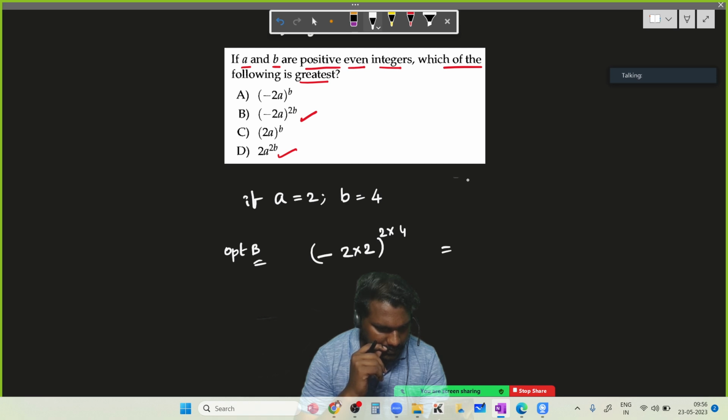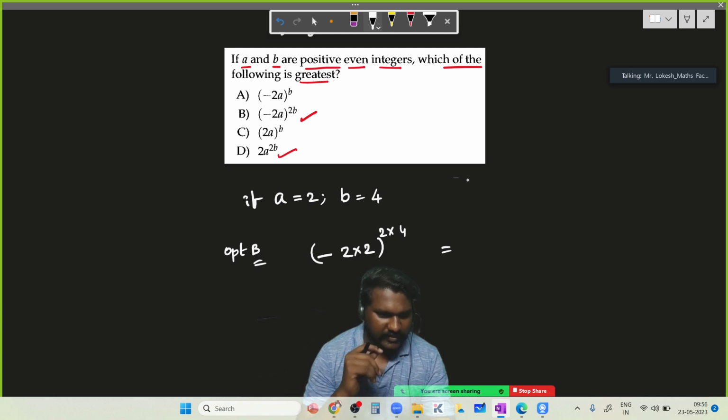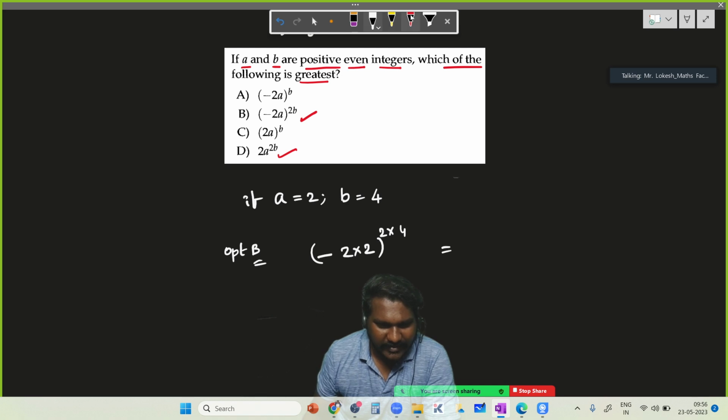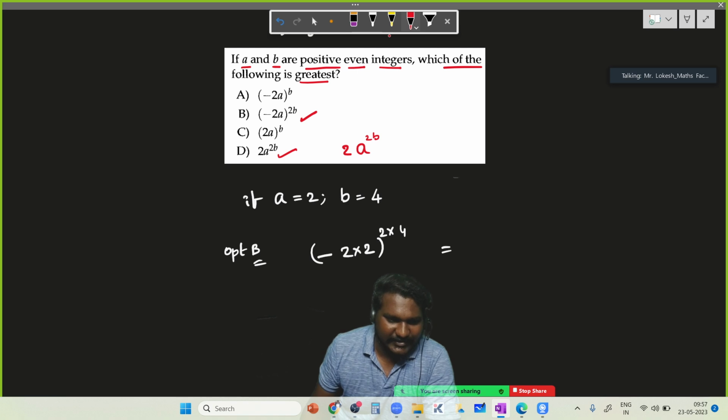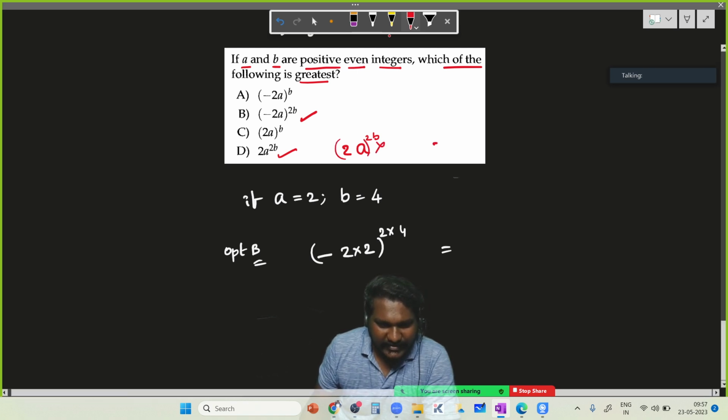Oh, sorry. Actually, option D is not whole power. See here, option D is actually the power only for A. Because the bracket is not given, we took it as a mistake. So it is not 2A whole power 2B, it is 2 times A power 2B. Then obviously B will be greater.